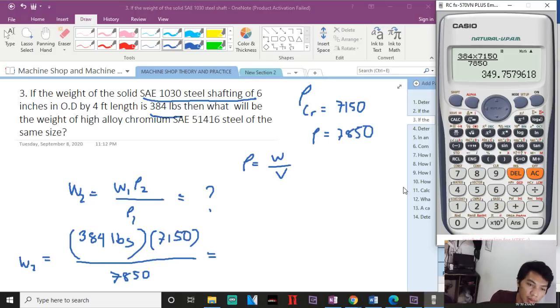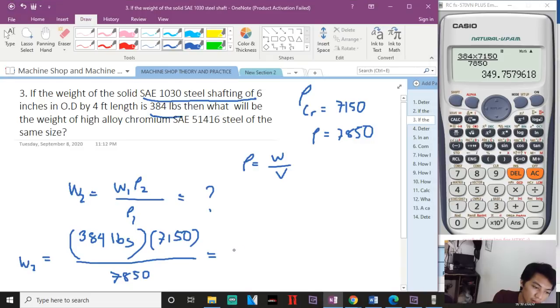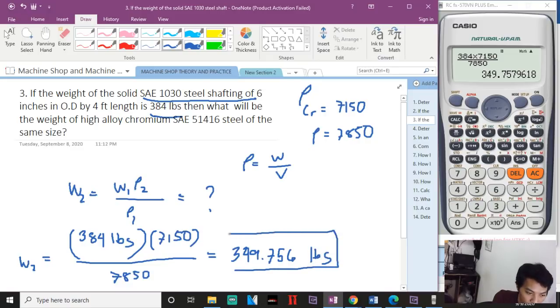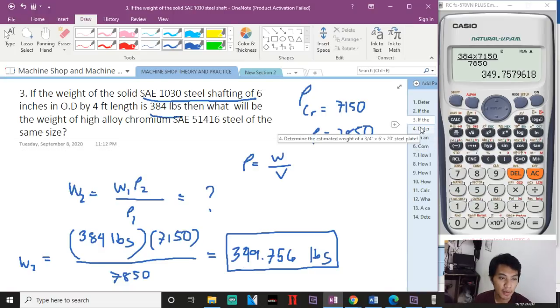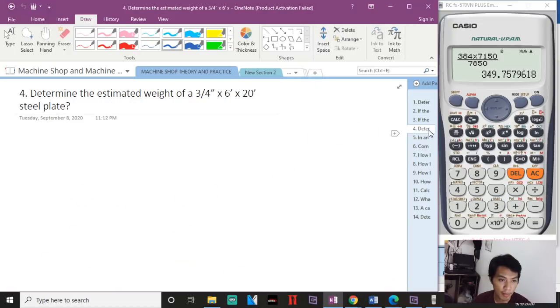349. Mas magaan si chromium. 349.756 lbs. Okay? Madali lang ba kapag weight? Class, madali lang ba siya? Nakaka-enjoy ang machine shop kasi kailangan mo lang ng cancellation of units. Okay? So, we have number 3. That is one of the simplest problems pagdating sa machine design.